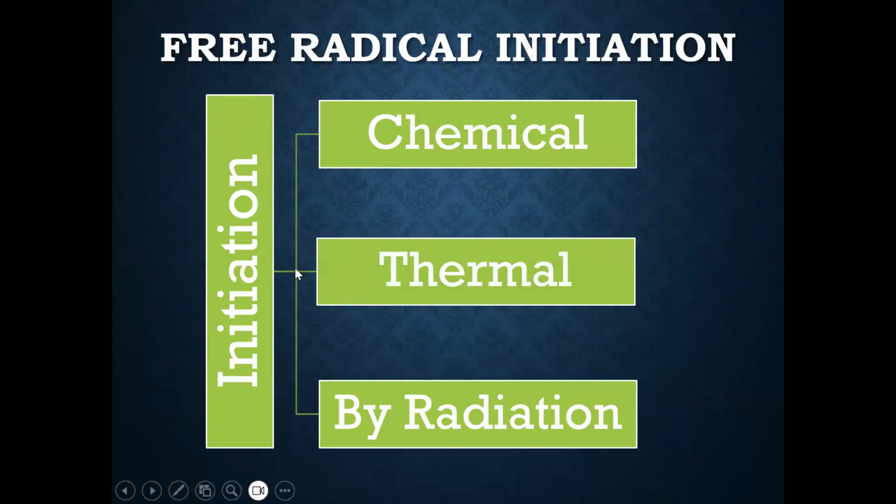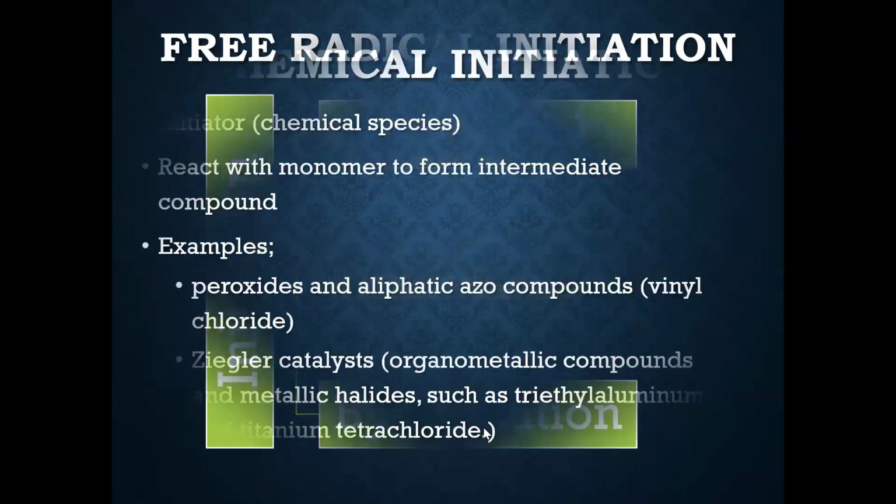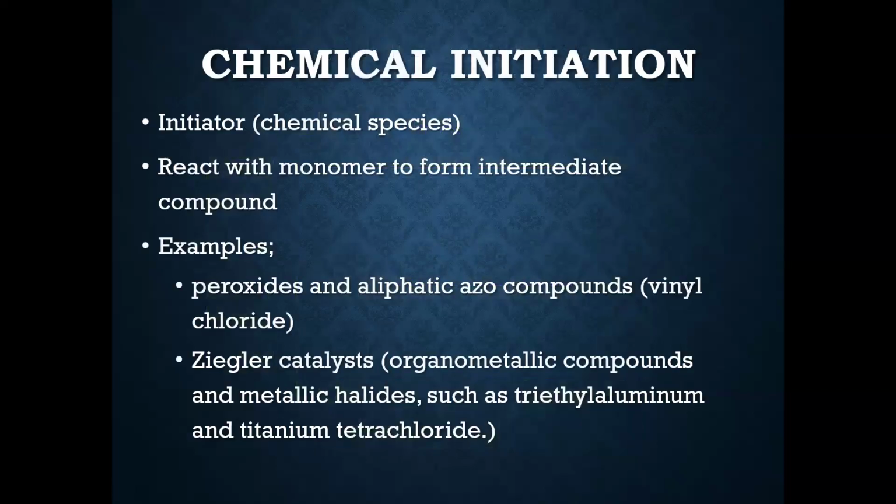The initiation step, the first step in free radical addition polymerization, can be chemical initiation, thermal initiation, or by radiation. In chemical initiation, there is a chemical species used to initiate the formation of a free radical, of a monomer free radical. This initiator reacts directly with the monomer and they form an intermediate compound, a free radical, that will attack more monomers.